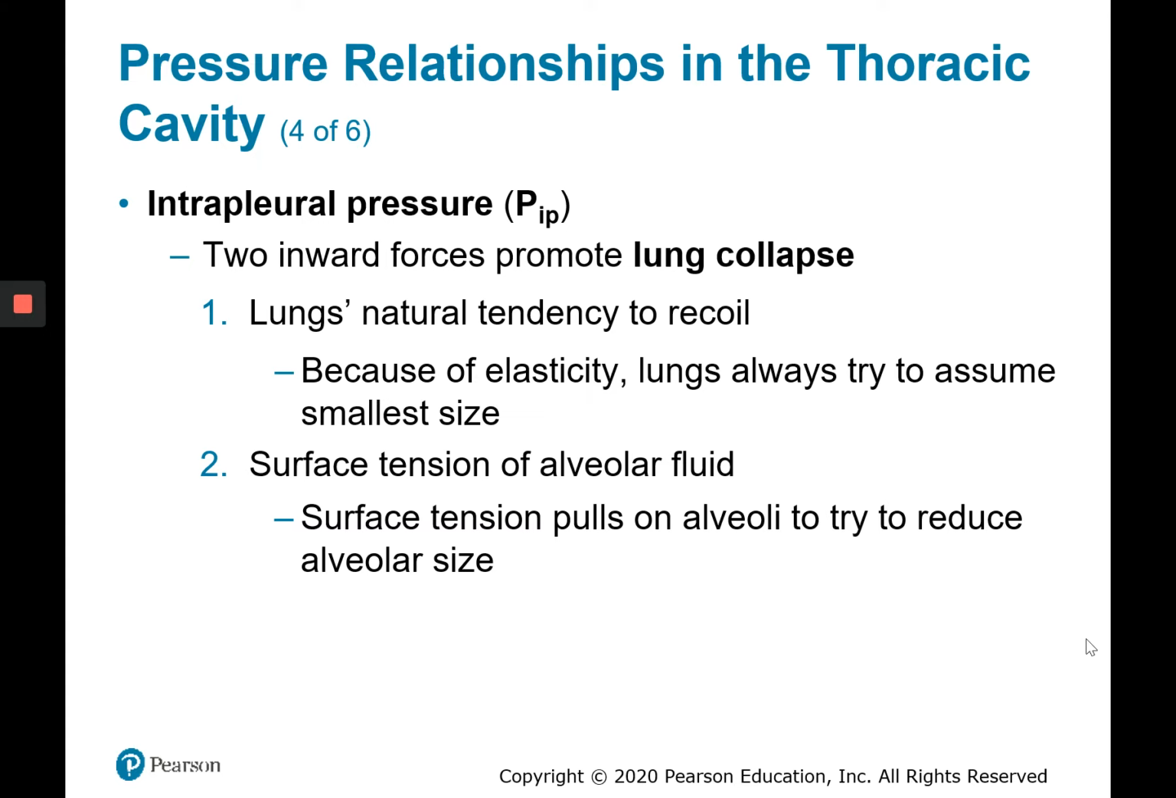There are a couple of forces that are promoting the intrapleural pressure being negative. There are two inward forces that are trying to make the lungs collapse. The lungs have a lot of elastic tissue on them. They want to recoil. They want to be as small as possible. Because of this elasticity, they're always trying to become smaller, to move away from the thoracic cage. But there's also surface tension in the alveolar fluid. So not only do you have this high elasticity of the lung tissue itself, with all of its elastic fibers making up its stroma, you have the air spaces themselves trying to become as small as possible, trying to deflate, especially during expiration. These two inward forces are promoting lung collapse.